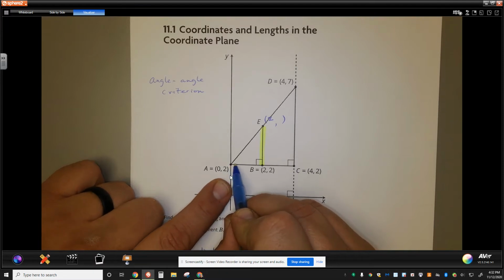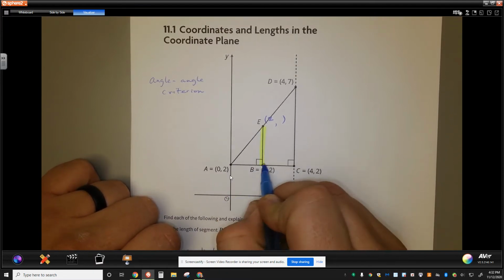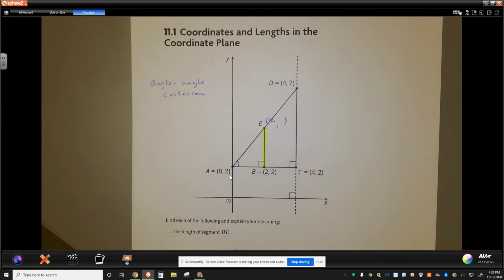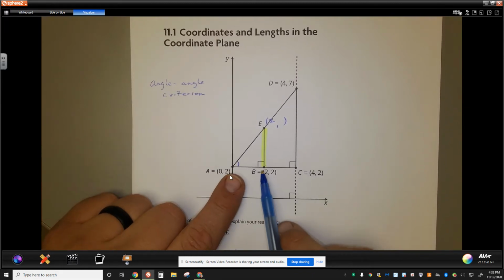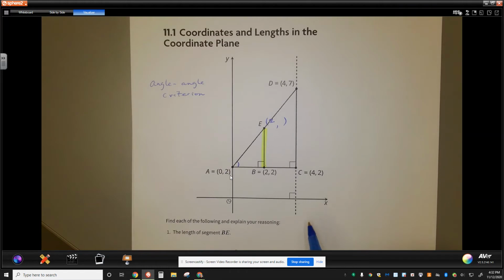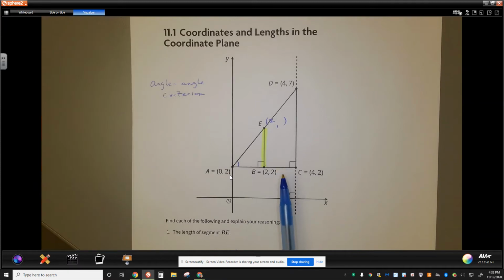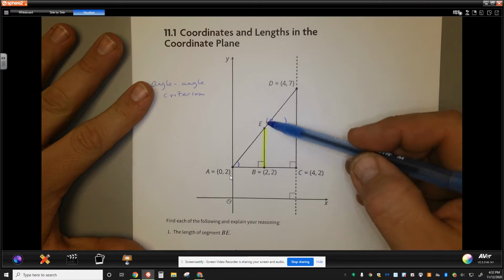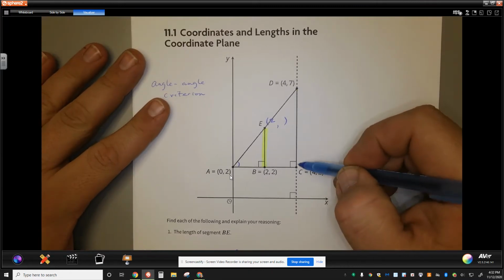When we look at this common vertex of A, we notice that this angle right here, EAB and DAC, are in common, so that means that the angle for both triangles must be equal. This gives us angle criterion and enough evidence to prove that these two triangles are similar. By knowing that these two triangles are similar, we can use the principles of similarity to find a scale factor to be able to find the length of this segment.